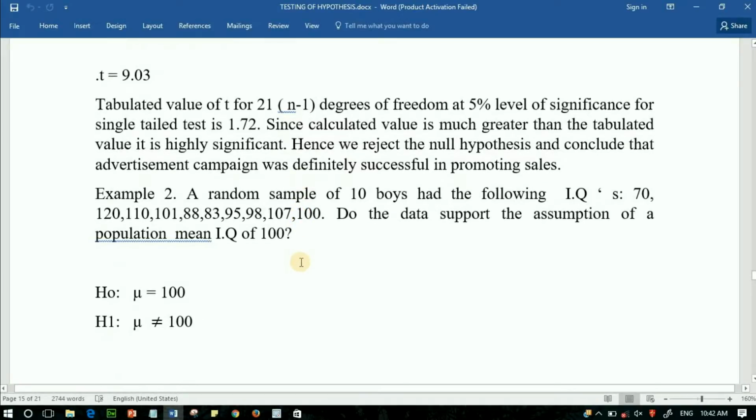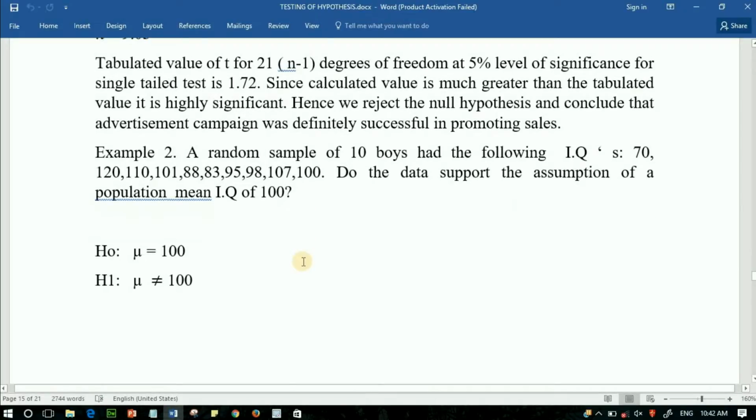Another example: a random sample of 10 boys had the following IQs: 70, 120, 110, 101, 88, 83, 95, 98, 107 and 100. Do the data support the assumption of a population mean IQ of 100? Here the null hypothesis H naught is mu equal to 100, and H1 is mu not equal to 100. So we are using a two-tailed test.